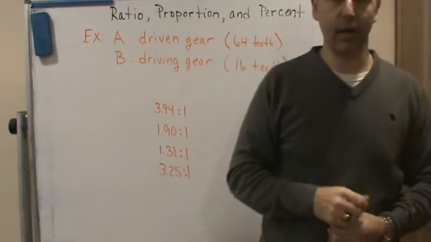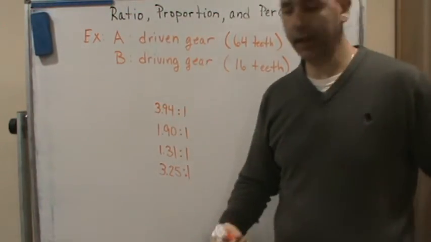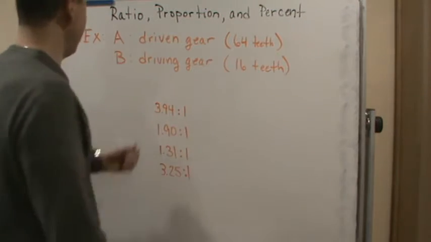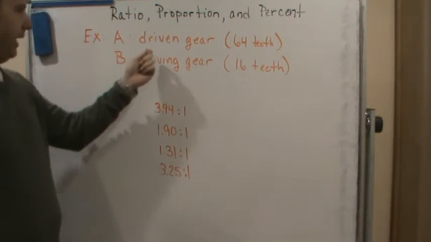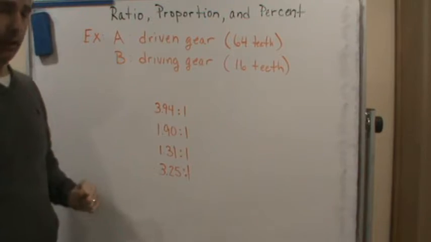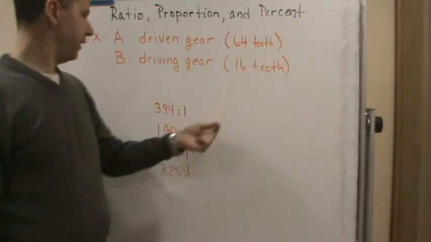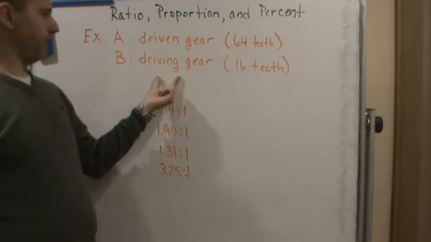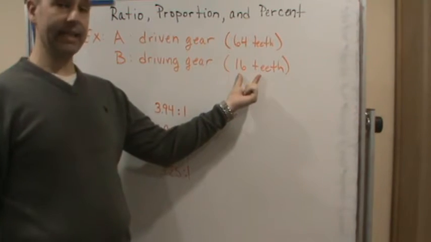Okay, so welcome back. Now let's do an example of calculating a gear ratio. So let's say we have gears A and B, and A is the driven gear, and it has 64 teeth, and B is the driving gear, and it has 16 teeth.